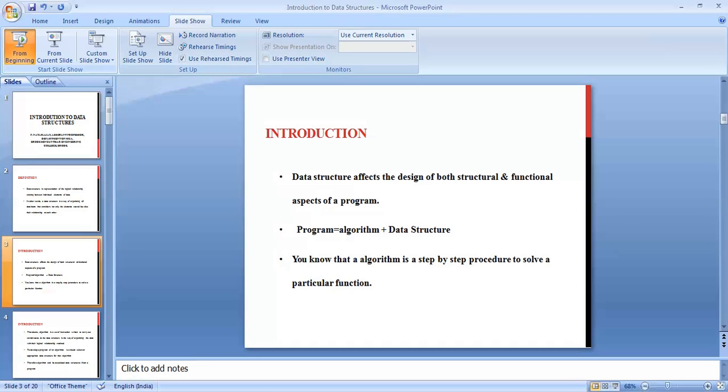In the next video, or in the next session, we will see the stack operations. After that, queue operations, then linked list. In this way, we move one by one.